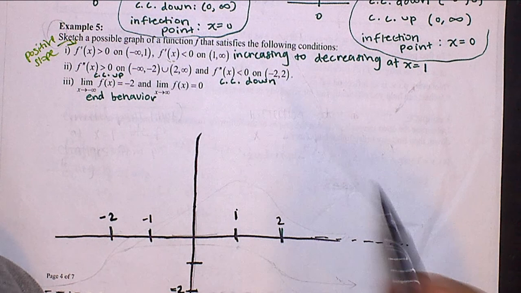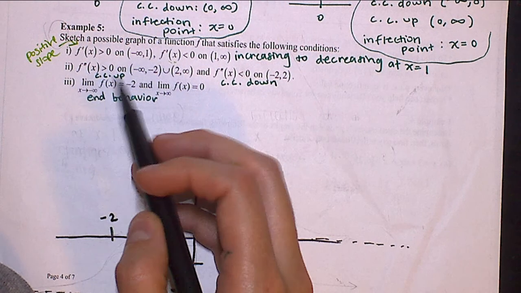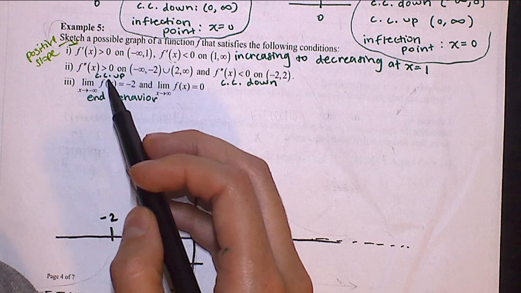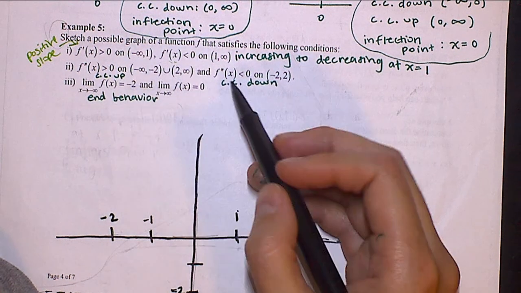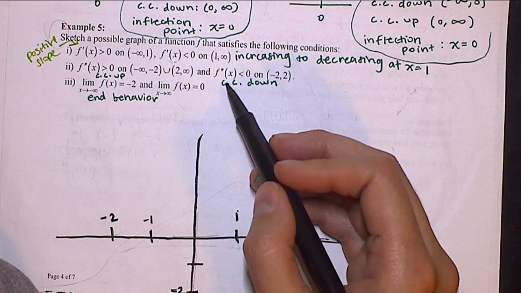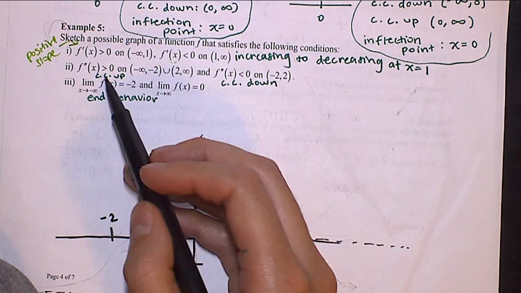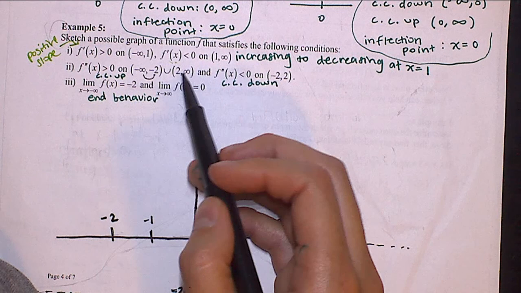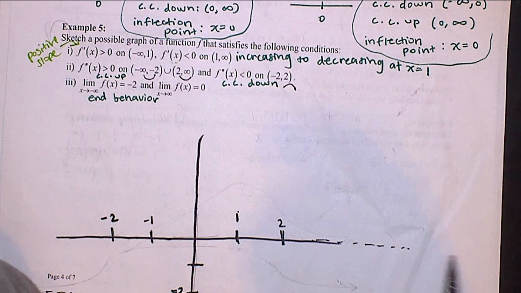The second piece of information it gives me is that f double prime is greater than 0, which means it's concave up on these two intervals, and then it's concave down because f double prime is less than 0 on -2 to 2. So we'll have some smiley faces on these intervals, concave up, and then concave down on that interval.